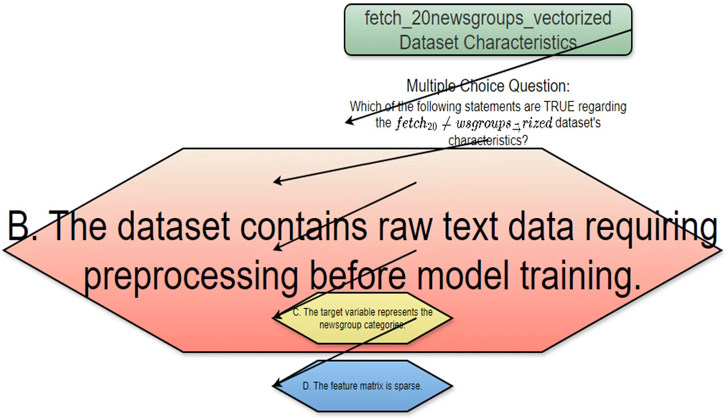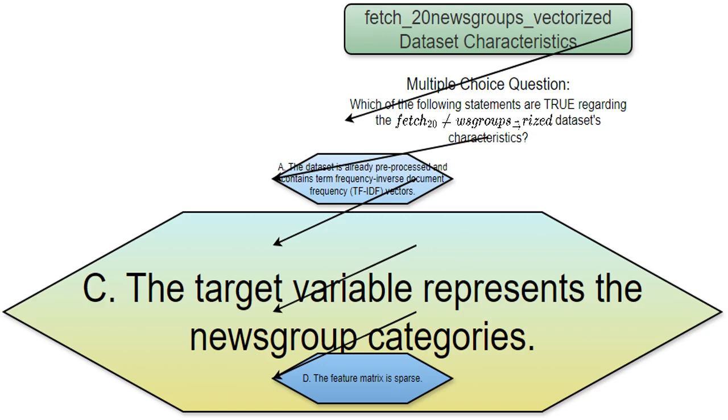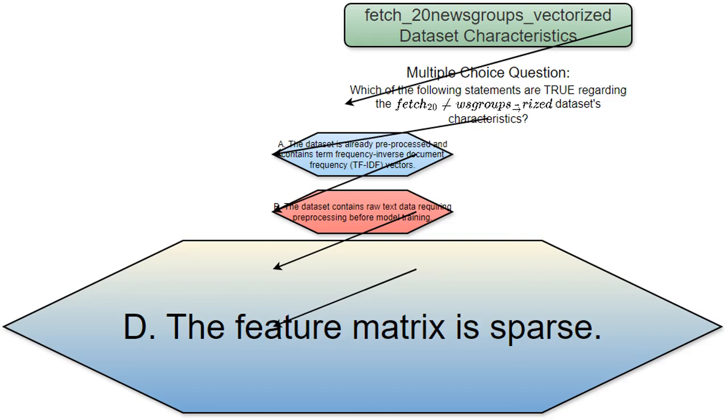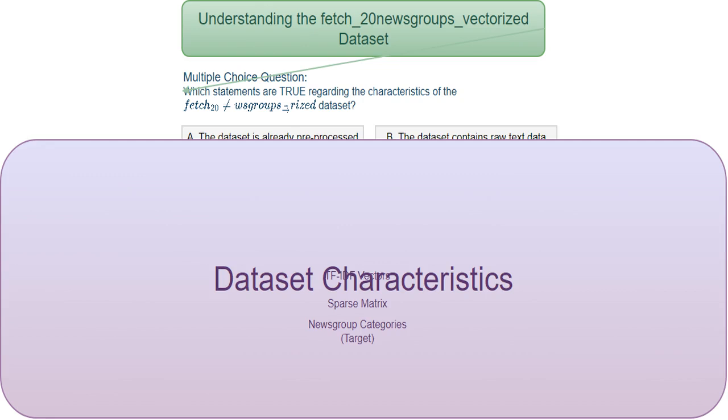This statement suggests we need to clean and prepare the data before using it in a machine learning model. But, I want you to pay attention to the dataset's name. This option says that the target variable, what we're trying to predict, is the newsgroup category. Think about what the 20 newsgroups dataset tries to do. This statement focuses on the structure of the data. A sparse matrix has mostly zeros. I will explain more about the sparse matrix as we move on. I'm focusing on the properties of the fetch_20newsgroups_vectorized dataset. We'll examine whether the data is pre-processed, the format of the feature matrix, and what the target variable signifies.